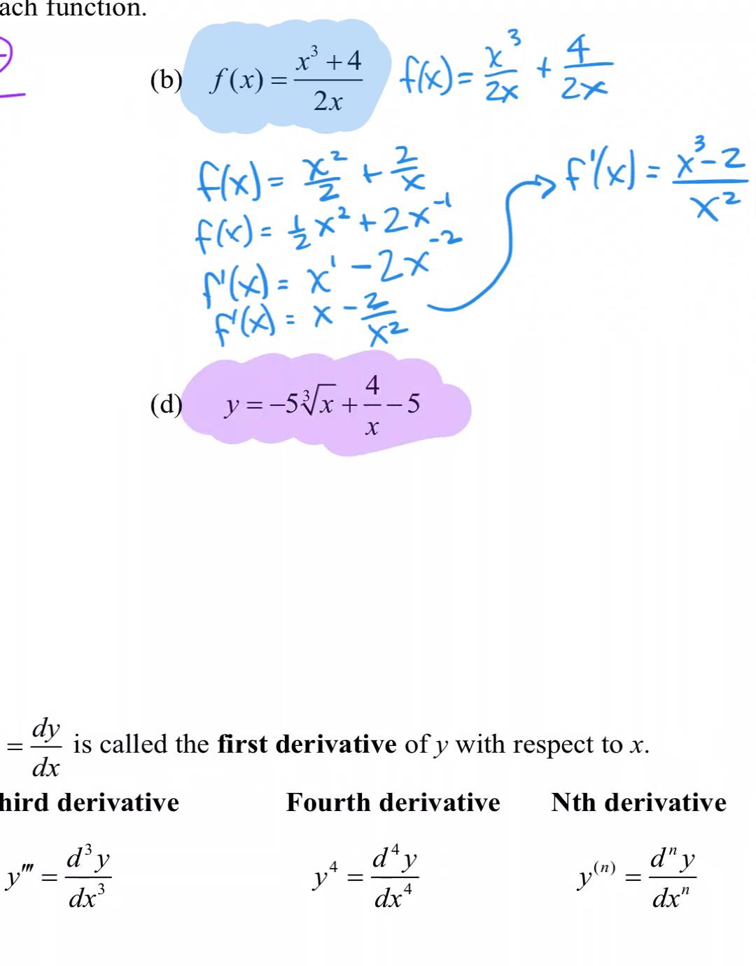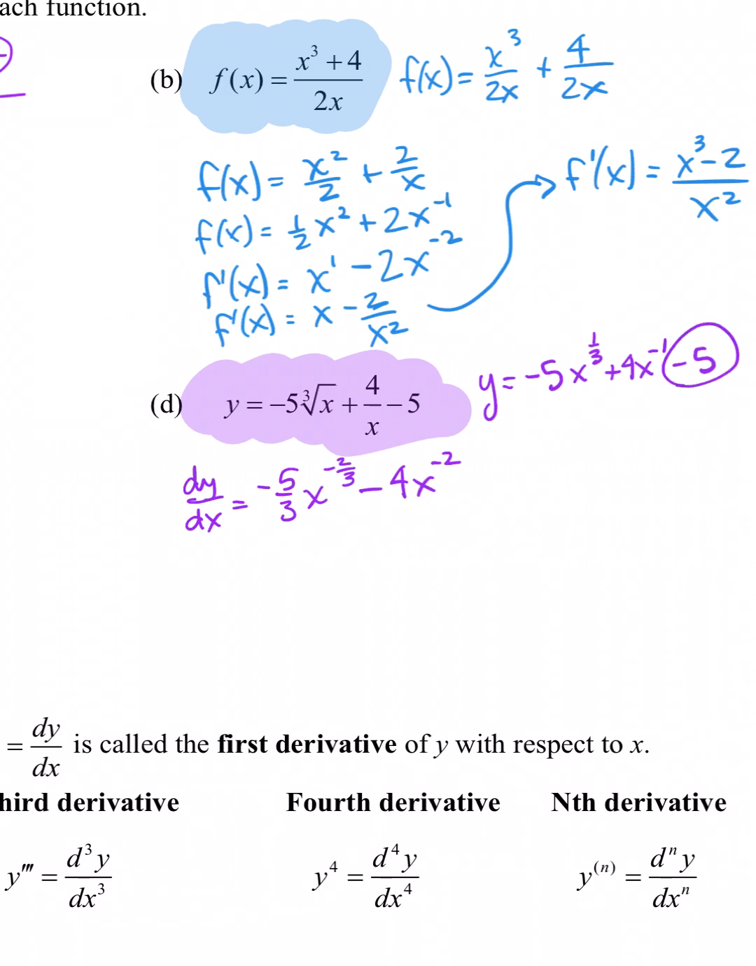Okay, so I'm doing this one in purple. Step number 1 is I'm going to write this so that it looks like a polynomial. So I'm going to write that as x to the 1/3 plus 4x to the negative 1 minus 5. And then underneath, I'm going to use my derivative notation and take the derivative. So negative 5/3 x. I'm going to subtract 1 from that exponent, so that's negative 2/3. Then the next one becomes negative 4x to the negative 2. And then the derivative of this constant is just 0, so I'm done there.